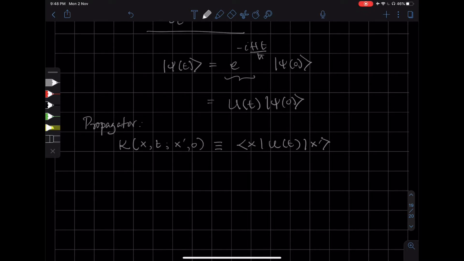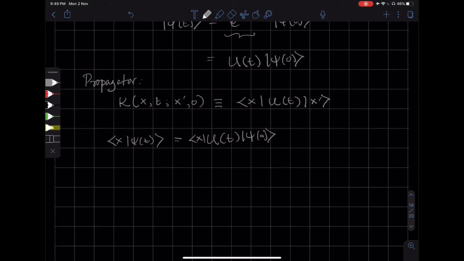So let's look at this. psi of t is equal to U of t psi of 0. Let's look at what it means. Let's apply the bra x from the left. Then this is exactly the definition of what we call the wave function, which is a function of x and t. So we have the wave function at position x and at time t given by the bra x, U of t acting on the ket psi at time 0.